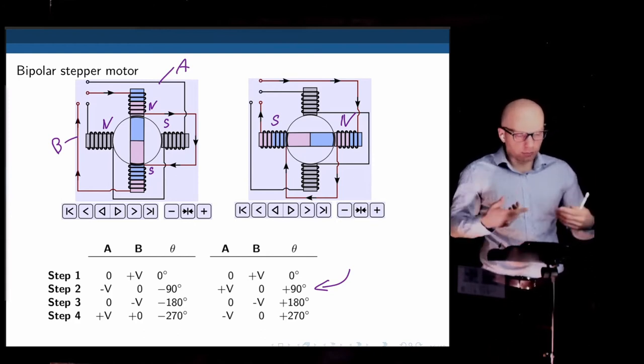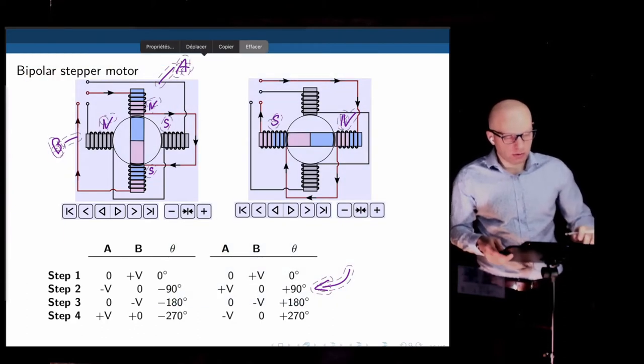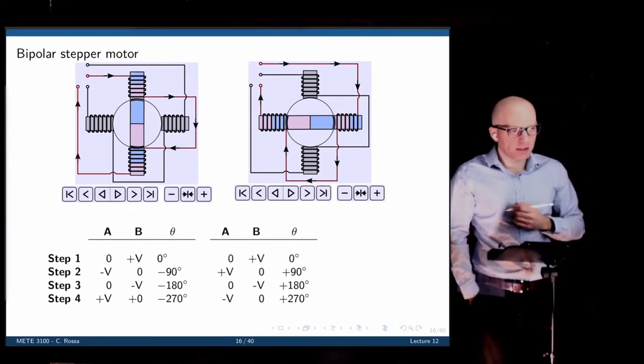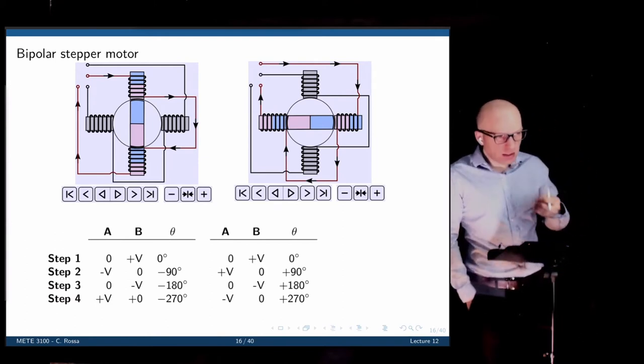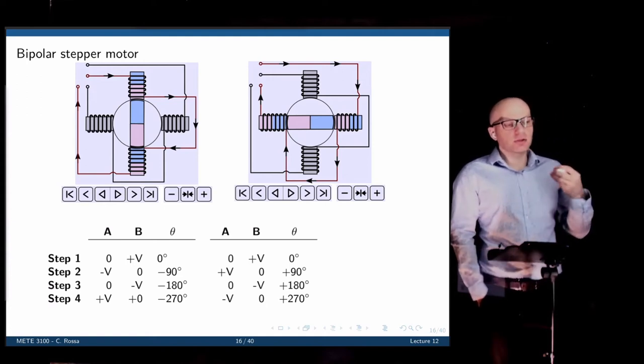And then you can continue the process, of course, while we pay attention to the direction of the current that will be required to create the necessary magnetization of the core. Notice that this is not a table that applies to every motor. It really depends on how it is wired.